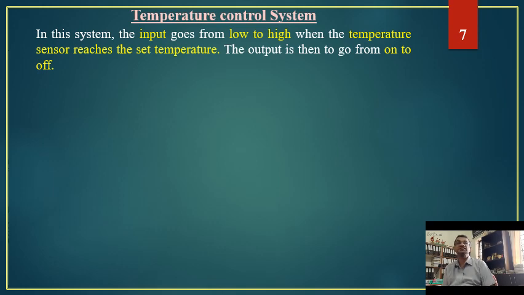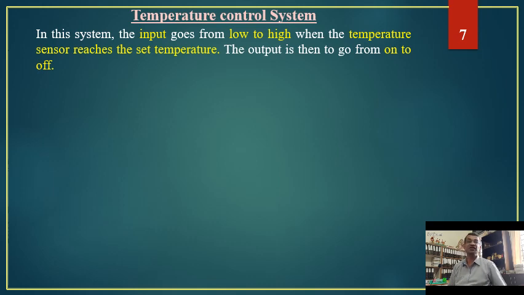Next, let us see one more example. This is the temperature control system that we are talking about, and let us see how to write a ladder diagram for this one. But before going to that, let us see how exactly this temperature control system must work. In this system, the input goes from low to high when the temperature sensor reaches the set value.